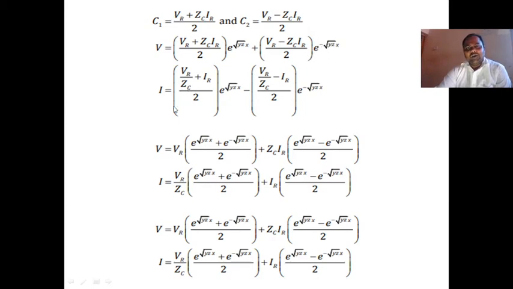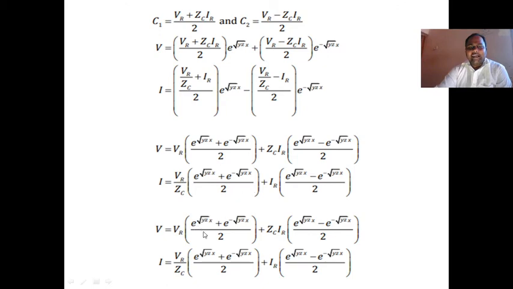Similarly, the current equation is the same. Substitute the C1 and C2 values and we get the current equation also. Finally, V is equal to VR of e power root yz into x plus e power minus root yz into x by 2, plus IR ZC of e power root yz into x minus e power minus root yz into x by 2. Similarly, current I becomes VR by ZC of e power root yz into x plus e power minus root yz into x by 2, plus IR of e power root yz into x minus e power minus root yz into x by 2.